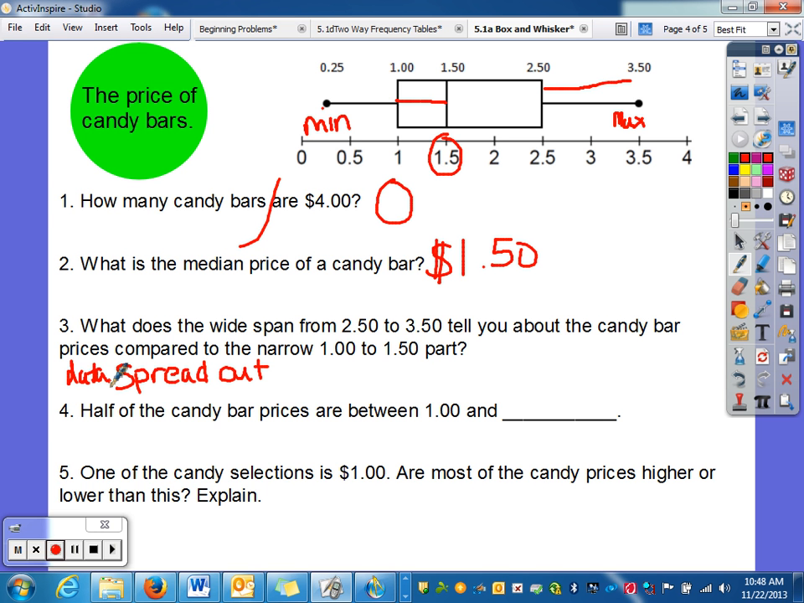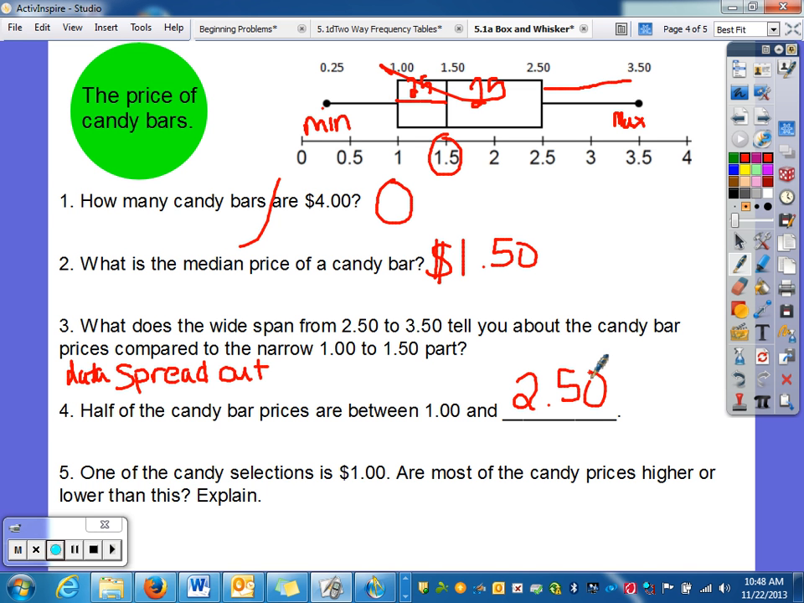Alright. Next one, half the candy bars are between 1 and what? Well, remember there is 25% of the data between each one. Well, that means 2.50.